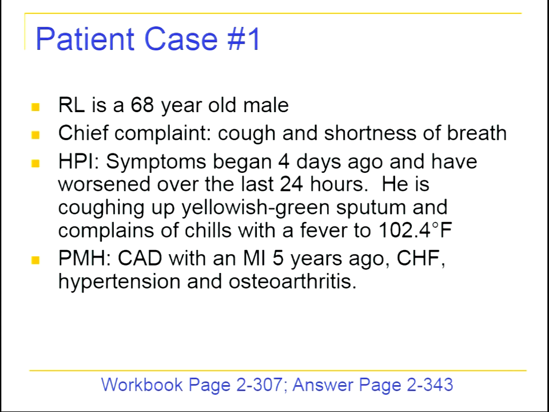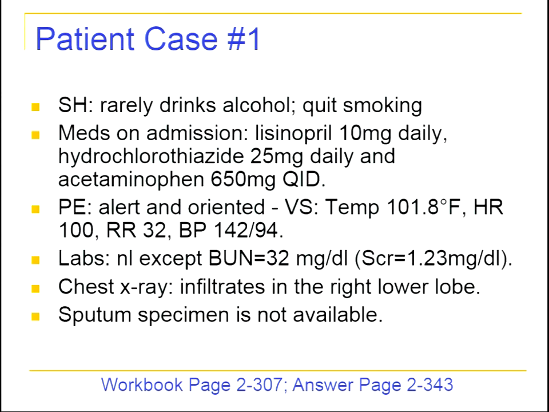So we're going to start with patient case 1. This is RL. RL is a 68-year-old male who comes to the emergency department with a chief complaint of cough and shortness of breath. His symptoms began about 4 days ago and have worsened over the last 24 hours. He's now coughing up yellowish-green sputum, complaining of chills, and he has a fever as high as 102.4 at home. His past medical history includes coronary artery disease with an MI 5 years ago, CHF, hypertension, and osteoarthritis. He rarely drinks alcohol, and he quit smoking when he had his MI. Meds on admission include lisinopril, hydrochlorothiazide, and acetaminophen.